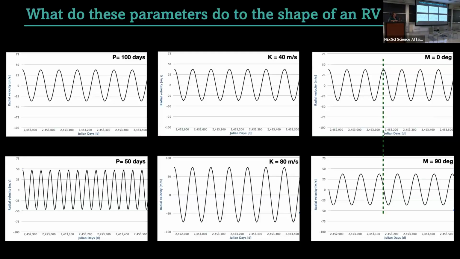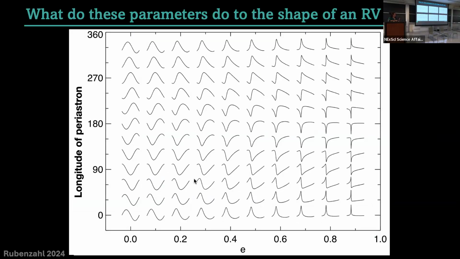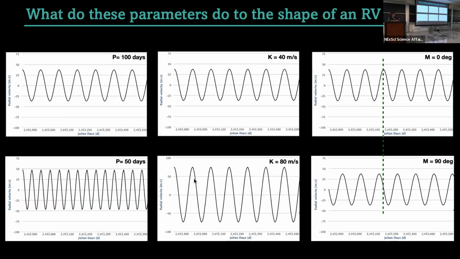Now, what those parameters do to the shape of a radial velocity orbit for the first few is shown here. The period just sets the period of your sine curve or your Keplerian, so a shorter period means more frequent oscillations. The semi-amplitude sets the scale of your sine curve, so a higher semi-amplitude means a bigger sine curve. And then the mean anomaly sets where the 0 point of your radial velocity is. Based on this green dotted line, you can see that these 2 curves are just shifted a bit with reference to one another.